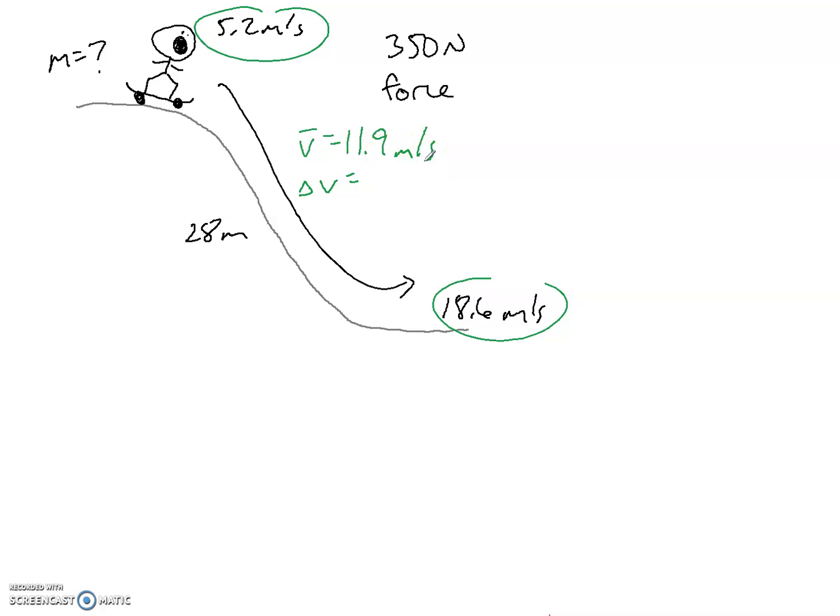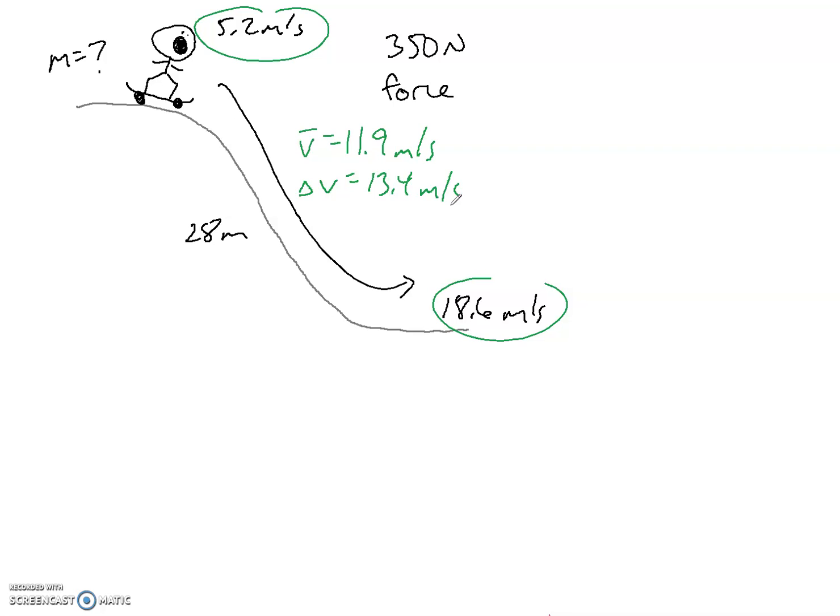And for change in v, it's just 18.6 take away 5.2, which will leave me with 13.4 meters per second was the change. All right, now I could try and do acceleration, v over t, and F equals ma and that type of stuff, trying to figure it out. But I'm just trying to use some momentum ideas, sort of piece this together.